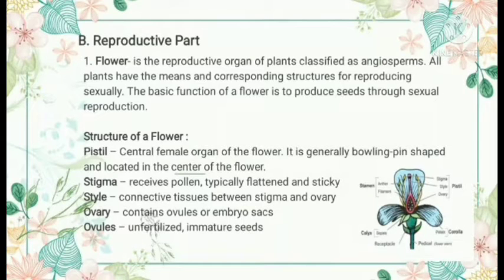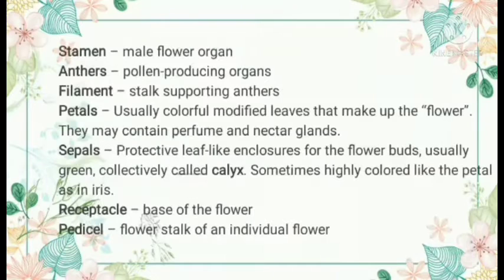Pistil is the central female organ of the flower. It is generally bowling-pin shaped and located in the center of the flower, while the stigma receives pollen, typically flattened and sticky, and the style is the connective tissue between stigma and ovary. Ovary contains ovules or embryo sacs. Ovules are unfertilized immature seeds. As you can see, there's a picture aside of this reproductive part. As you can see, there are the structures of the plant.